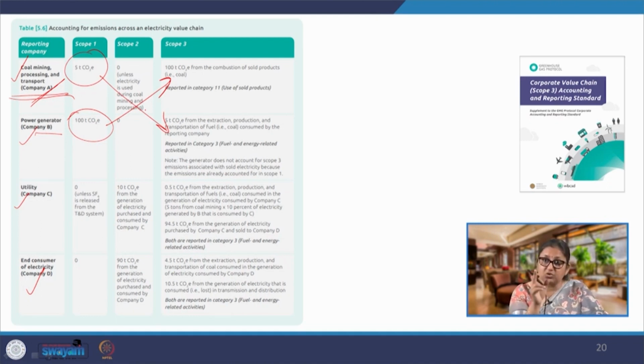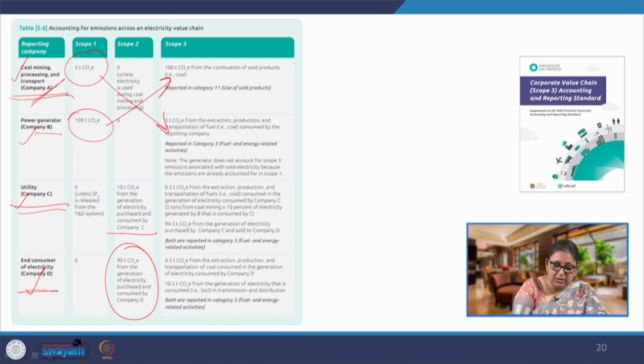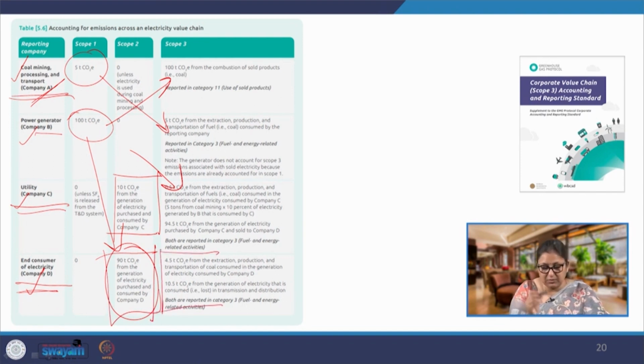For the utility company, whatever emissions are happening from the generation are either going in scope 2 or scope 3, because they are only distributing. The utility company is not using the electricity that it is purchasing, the 100 tons here. The scope 2 is only from the emissions from the energy consumed in the facilities of this utility company, and the rest is also going in scope 3 for this company. For the end user, because he is consuming this, it is going to be scope 2 and the rest is going to be scope 3.